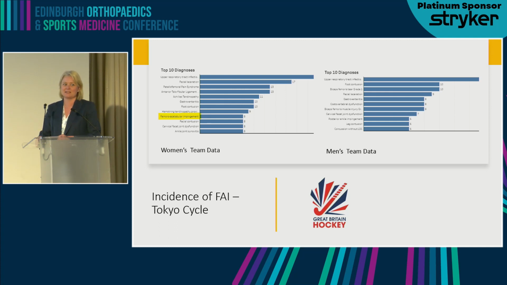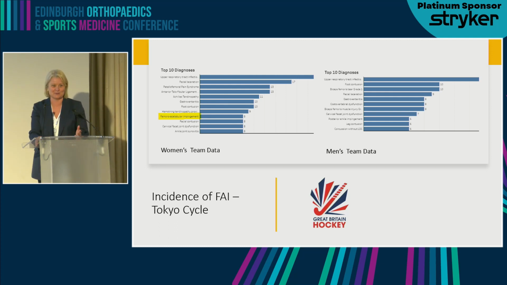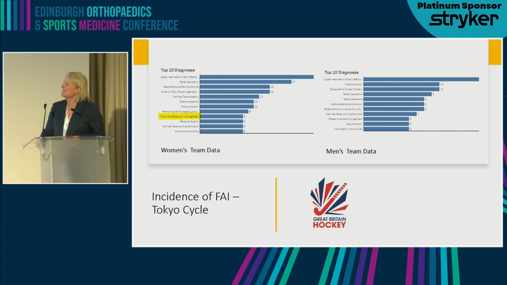It's kind of disrupted our data very much because we often look at cycle reviews, and 5 years is a massive hit in terms of what we got from Tokyo data. So you can see that the women's program had 8 instances of femoral acetabular impingement, and in the men's team, we had none in their top 10 diagnoses. The men seem to get a lot more soft tissue injuries.